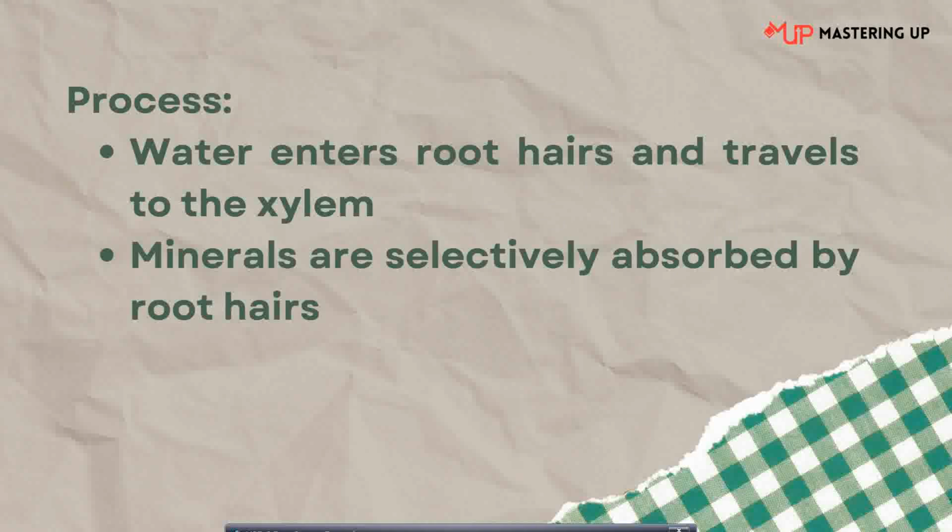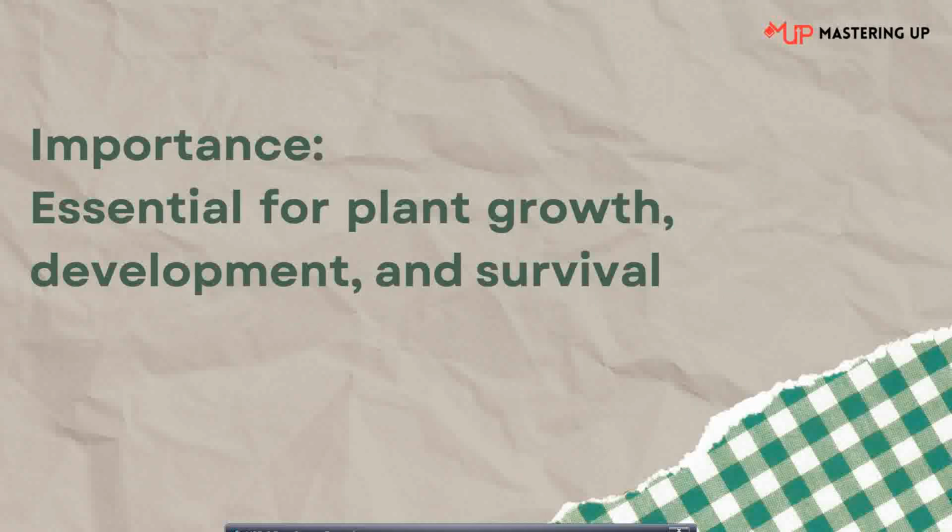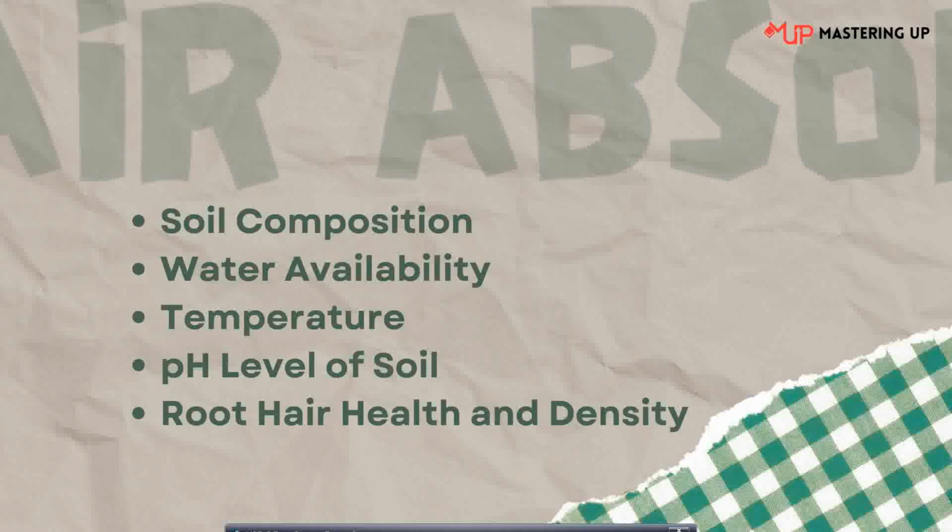Now the process. Water enters the root hair and travels through the xylem. Minerals are selectively absorbed by root hairs. So water is transported from root hairs to different parts of the body through the xylem, and the minerals are selectively absorbed. Not all minerals are needed by the plant, so they are selectively absorbed by the root hairs. Why are root hairs important? They are essential for plant growth, development and survival. These root hairs are very important for the physiological functions happening in the plant.